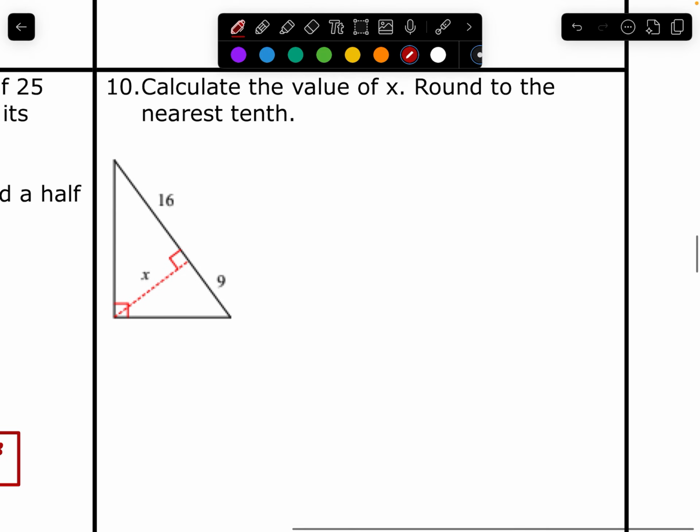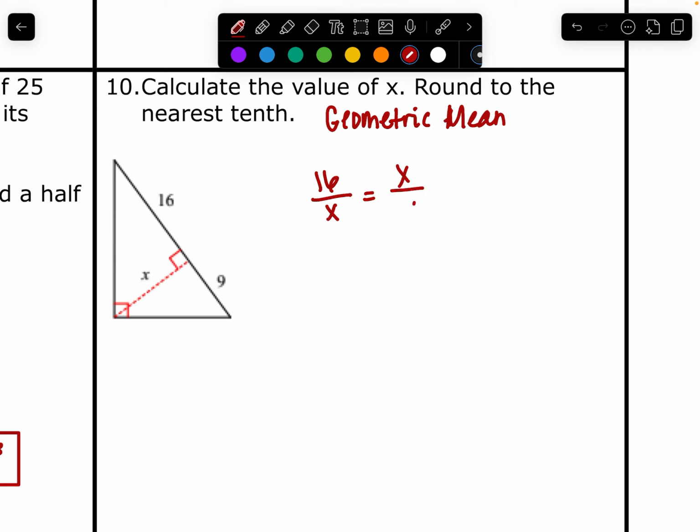All right, number 10, calculate the value of x, round to the nearest tenth. Ladies and gentlemen, this is geometric mean. You didn't ask, but I'm telling you. That's an M, sorry. Geometric mean. So the way we do this is going to be 16 over x equals x over 9. Again, you do this over this equals this over this. That's how you always set it up.